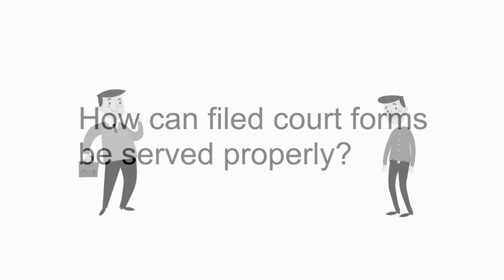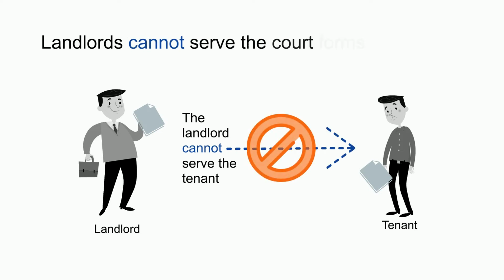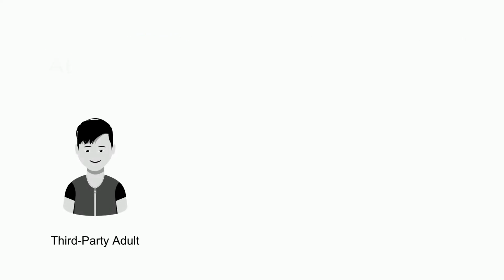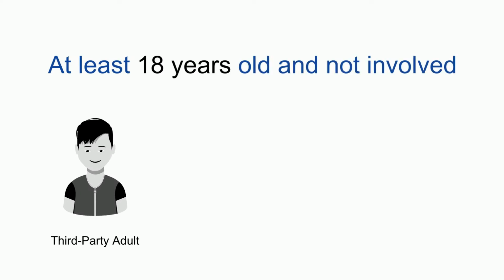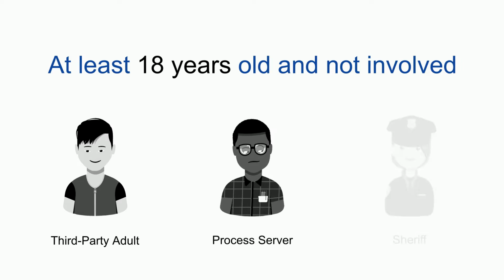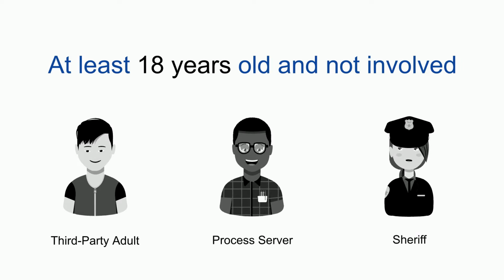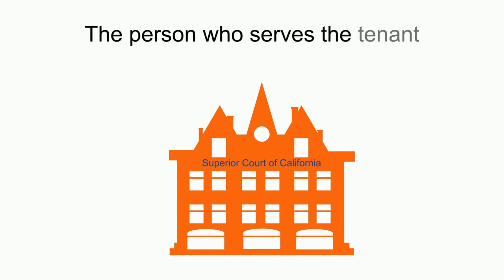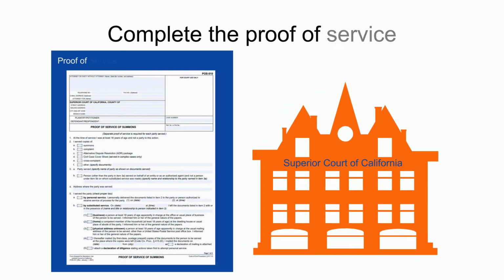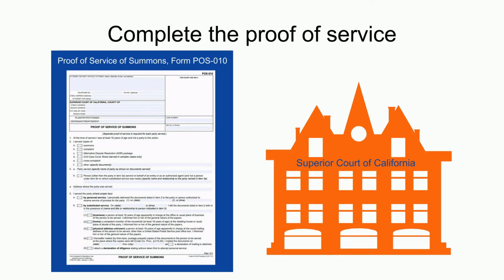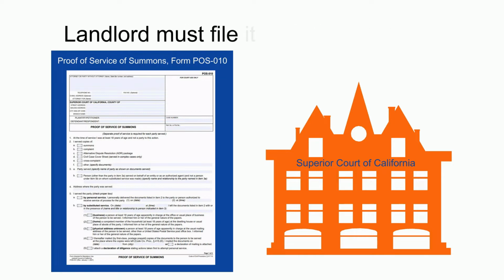How can the filed court forms be served properly? The landlord cannot serve the court forms themselves. Any person who is at least 18 years old and not involved in the case may serve the court forms. Process servers and the sheriff's office can also serve the court forms. The person who serves the tenant will complete the proof of service, Form POS 010, and the landlord must file it to inform the court how and when the tenant was served.